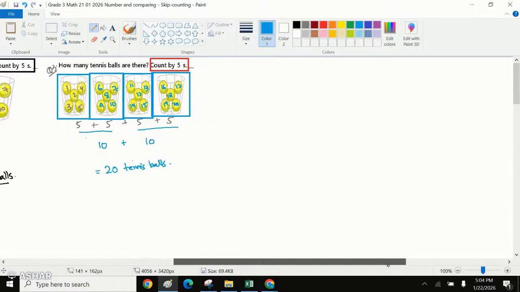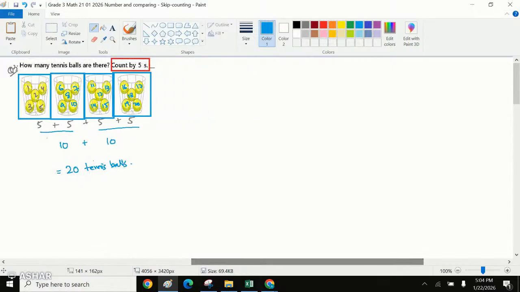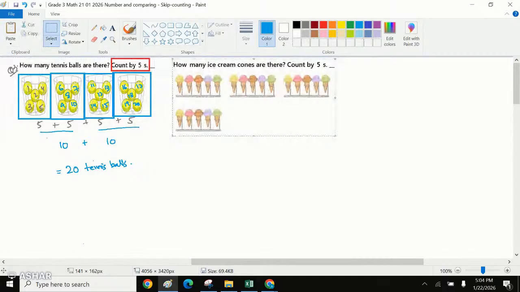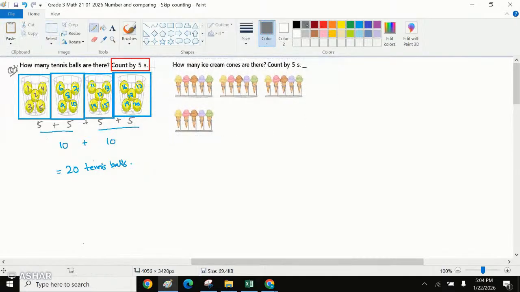So question number 4 says, how many ice creams are there? Let's count by fives. This is our question number 4. And I would increase these ice creams. So how many ice creams are there in one stand? We can say 1, 2, 3, 4, and 5, right?